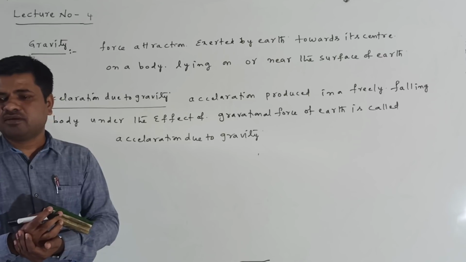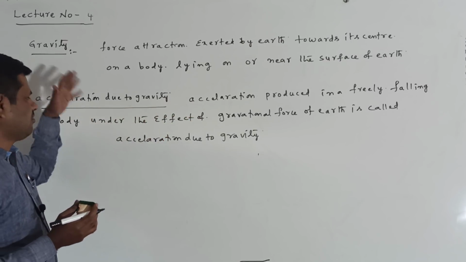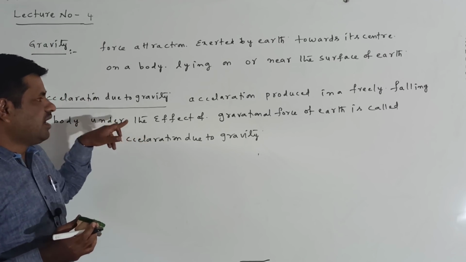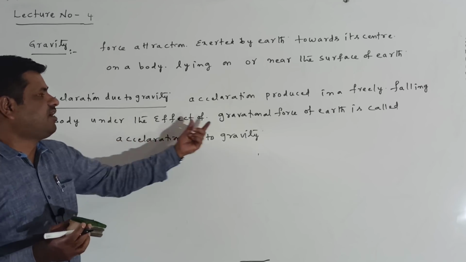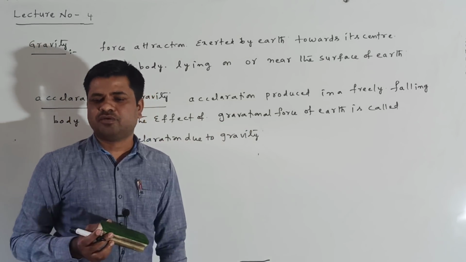Now, acceleration due to gravity means the acceleration produced in a freely falling body. That body is freely falling towards the earth. Here acceleration is produced under the effect of the gravitational force of the earth, and it is called acceleration due to gravity.